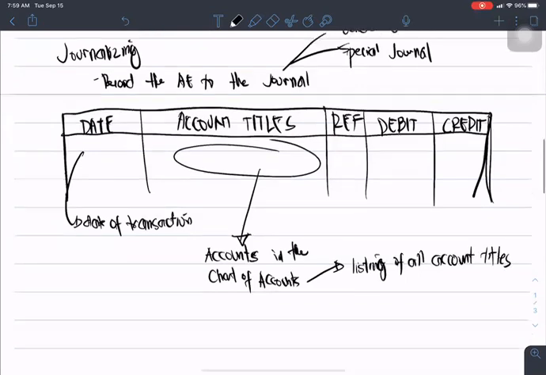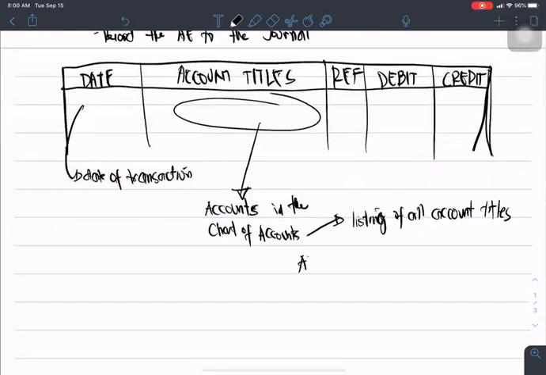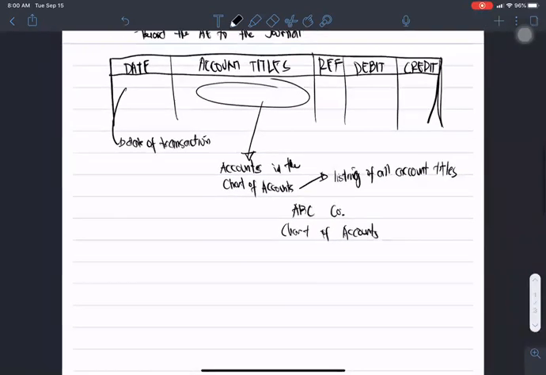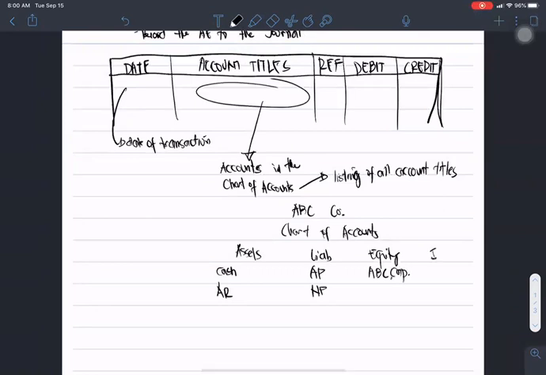So how does your chart of accounts look? So for example, our company is ABC company, and then we have here chart of accounts. So when we say it is a listing of all account titles, we will only list the account titles. So for example, we have here your different assets. So we have your cash, accounts receivable, and then we have your different liabilities. We have your accounts payable, notes payable, and then we have your equity. So let's say ABC capital, and then we have your different income and your expenses. So we will only list that item. So that's how your chart of accounts looks.